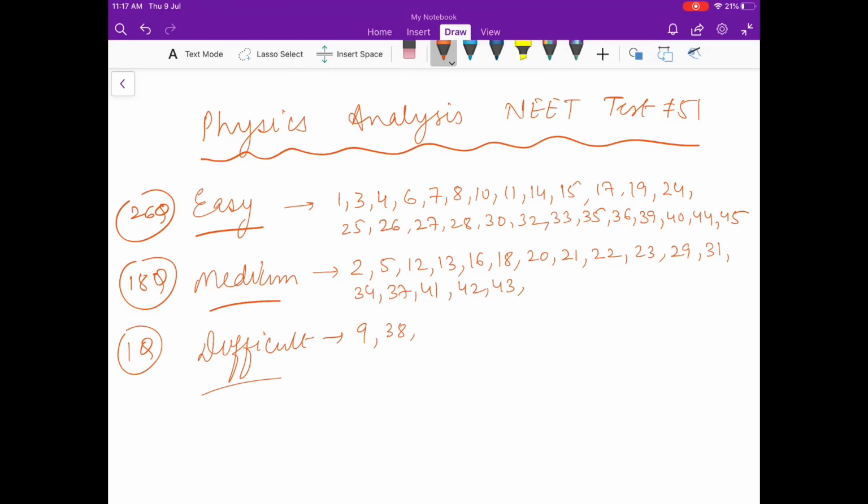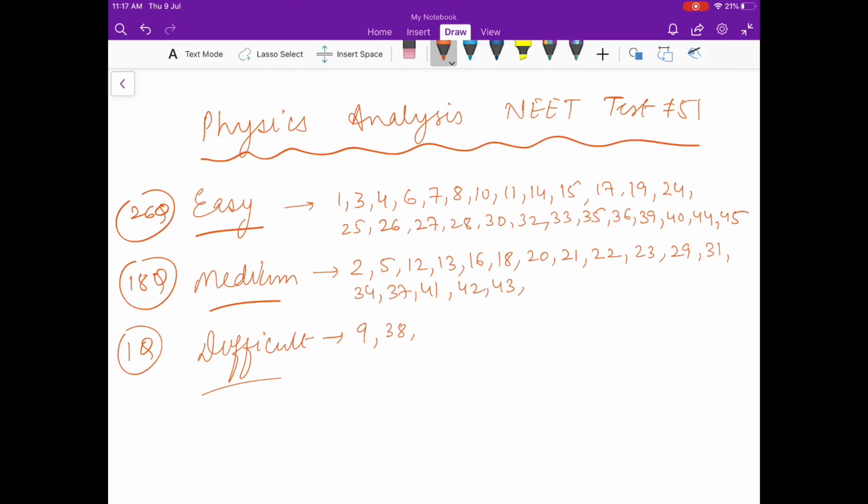Here I'm doing the physics analysis of the NEET test number 51. Today the paper came very late. I was getting calls from the students asking whether the paper would come or not. I told them the JEE Main test has already arrived, so the NEET test will also arrive. It arrived, and after a while it was downloaded, and as soon as it was downloaded I solved it, and now I'm uploading it for you.